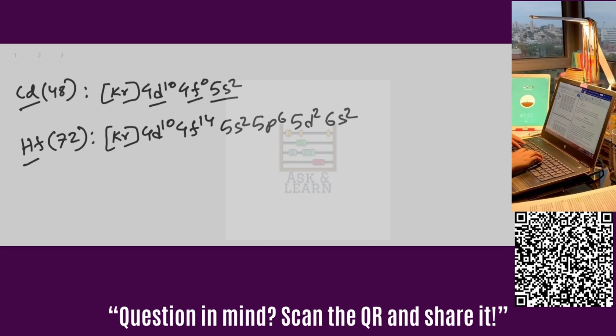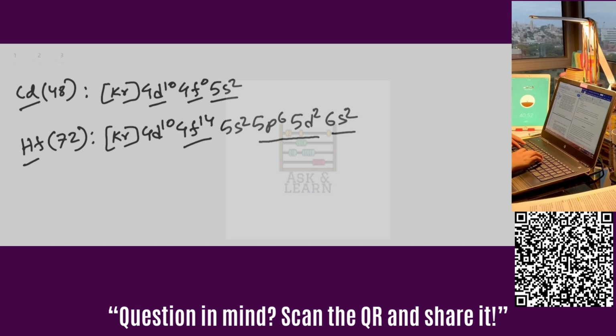From here to here, we are adding 32 more electrons, but all of them are actually going either in 4f or 5p, 5d subshells. Only two electrons are adding in a new shell of electrons.